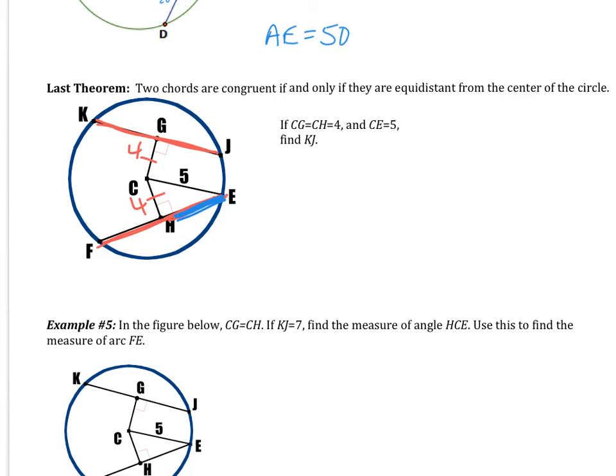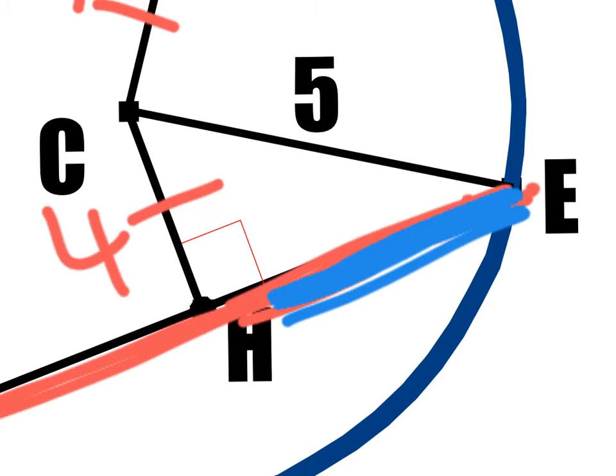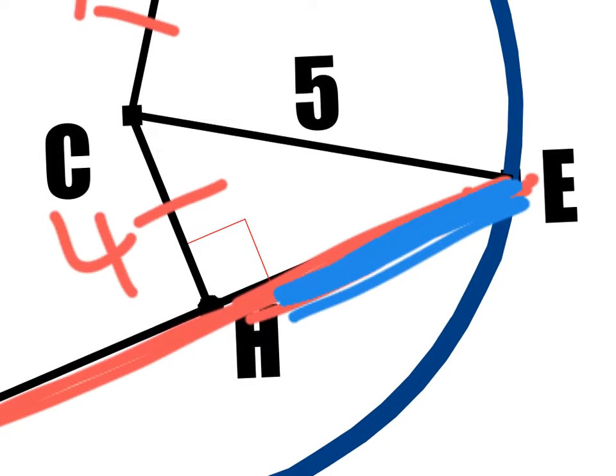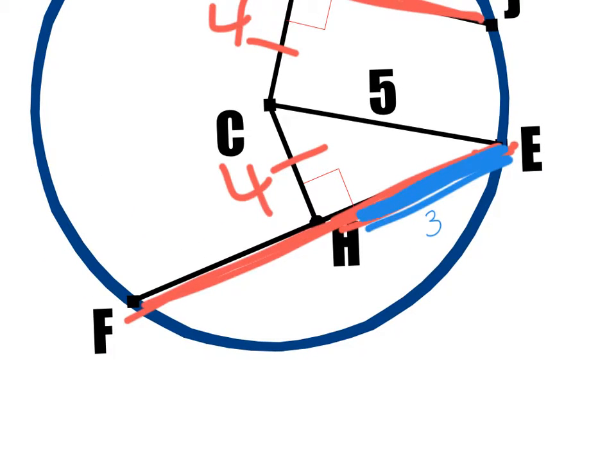Okay? So, taking a look at this little triangle right here, what type of triangle is that? Right triangle. Are you using the Pythagorean theorem? Yeah. And you got x squared plus 4 squared equals 5 squared. And 25 minus 16 is 9, but then you got to take the square root, and we get this to equal 3.